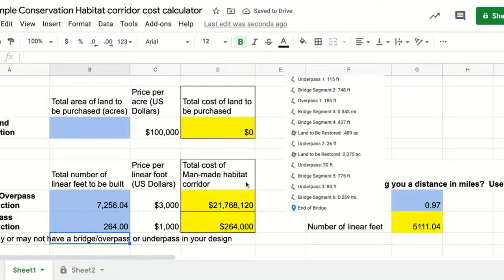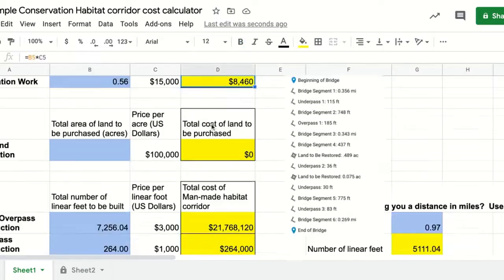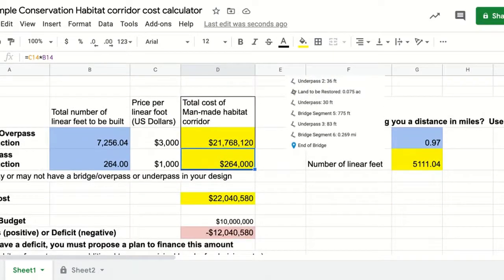Now I've taken all of those parts, and this sheet has summed them for me and done the cost. It's also going to give you the total cost. So my total Habitat Corridor project is $22,040,580, right? This stated budget might be different depending on your teacher. You might only have $800,000 to work with. If that was the case for me, I would be $21 million over budget, right?